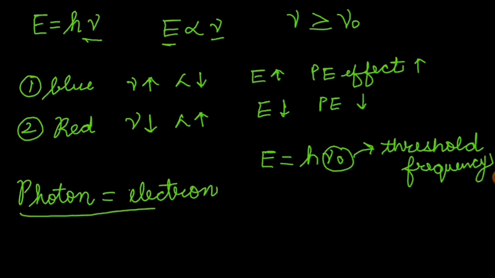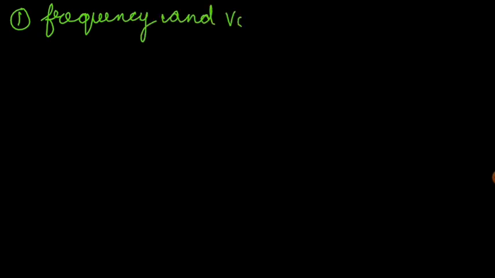So this is the important thing that you have to learn, and this is our equation which we have to learn. Now let us see some of the important graphs and the combined effect of all the phenomena that are taking place. First we see the graph of frequency and the stopping potential. This frequency is the threshold frequency only.